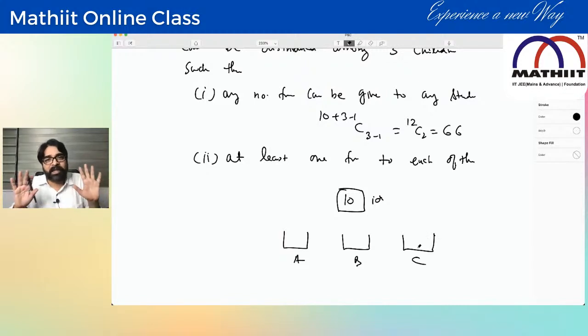One I will give to him. First, whatever their minimum requirement, I am finishing it. If I say in how many ways I can give one fruit to A, 10 identical fruit, I want to select one fruit, only one way I can select. Bhai, all are identical, na? So one fruit he can get by how many ways? One way. And one fruit he also can get by one way. Yes or no?